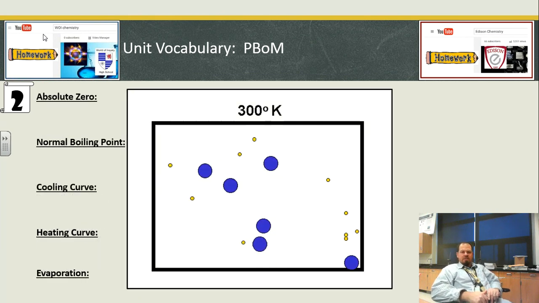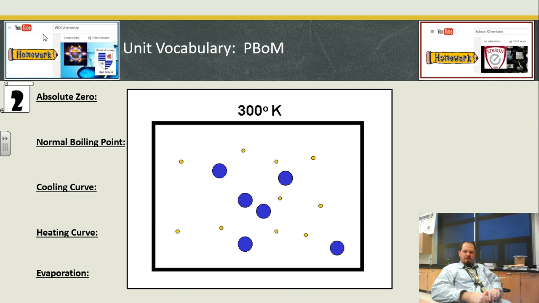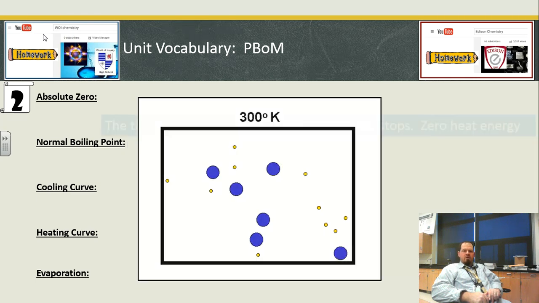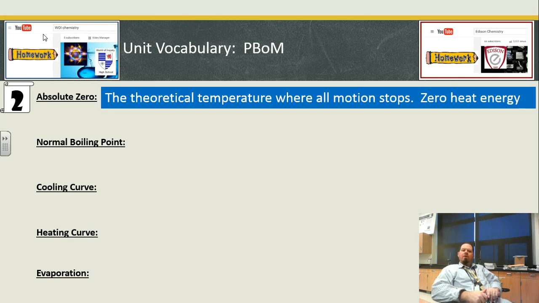Absolute zero. This is great. This is 300 Kelvin and 0 Kelvin. Notice all motion stops. This is a theoretical temperature at which all motion stops. There will be 0 heat energy. And without heat, there will be no motion.